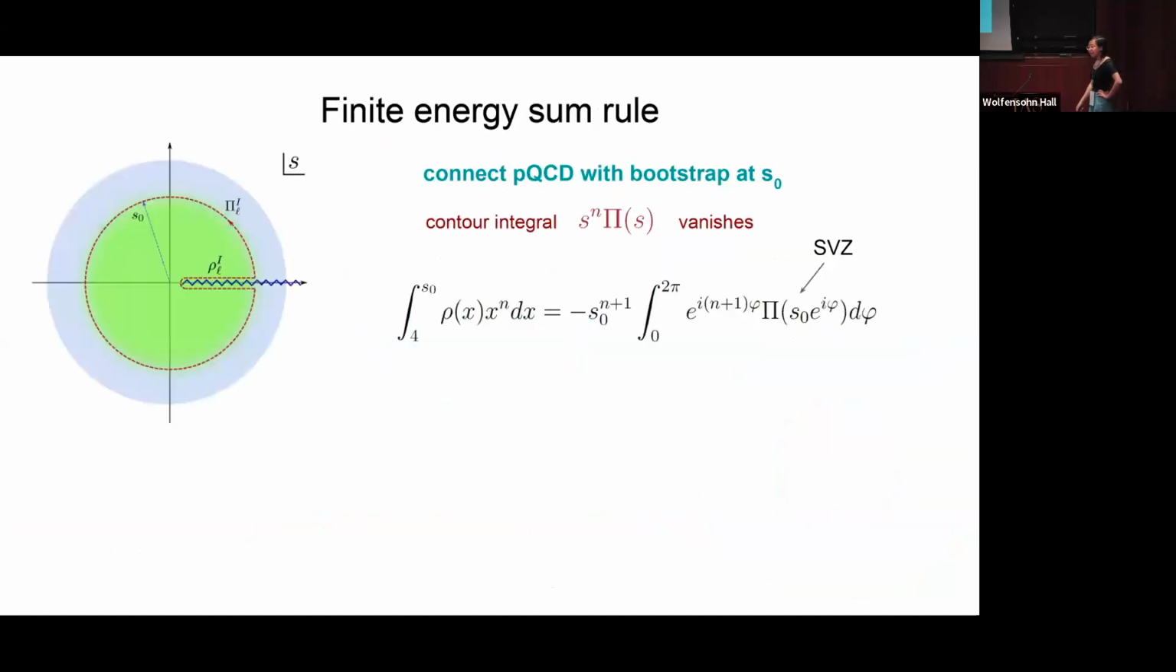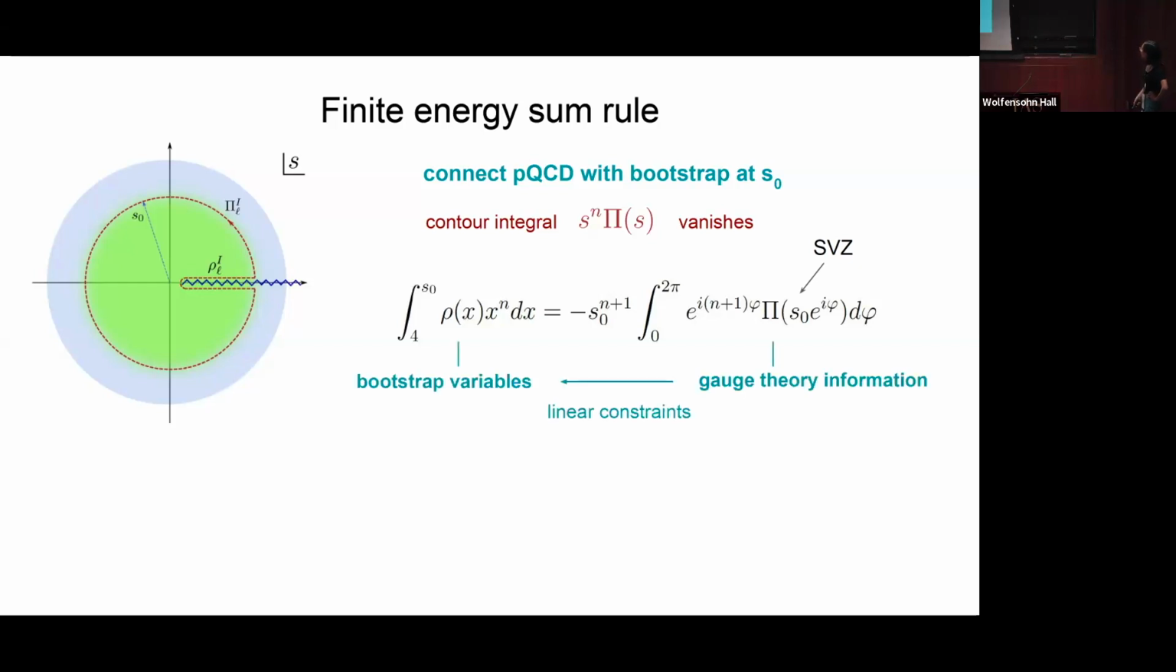Now, the final step is to connect this perturbative QCD region with the bootstrap at some large enough energy scale S0. And the idea is to consider the contour integral of S to some power times the vacuum polarization along this red contour here, which is supposed to vanish due to the analyticity and by Cauchy's theorem. And so the integration on the big circle becomes the right-hand side, where we can use the SVZ expansion since we believe perturbative QCD applies there. And the integration wrapping around the cut in the low energy region becomes some moments of the spectral density.